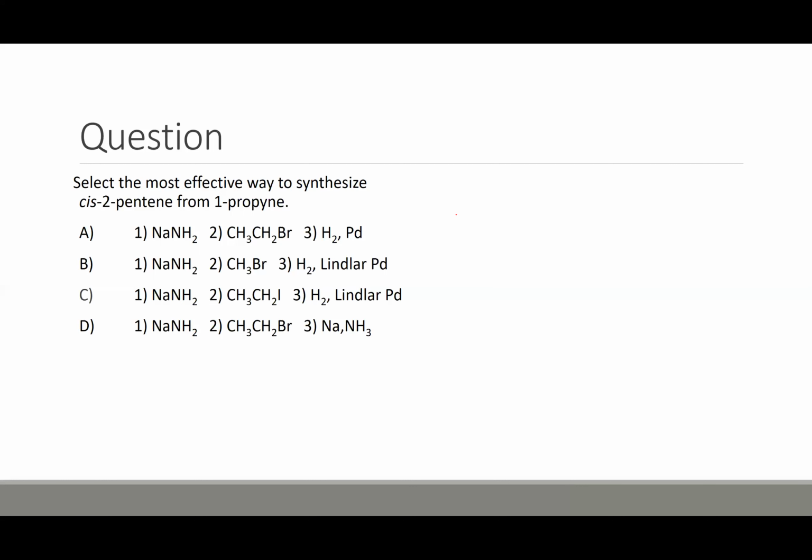Here we want to synthesize cis-2-pentene. This is a double bond and it has a cis formation. So we know that there's going to be a double bond that is cis, like this. It is on carbon number 2. 1, 2, 3, 4, 5. So it's a 5-membered chain. Here's our final product we want.